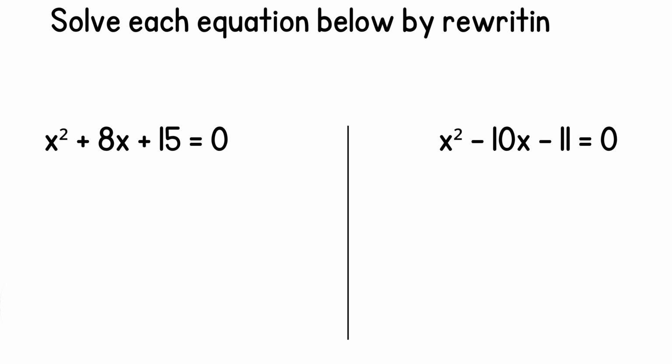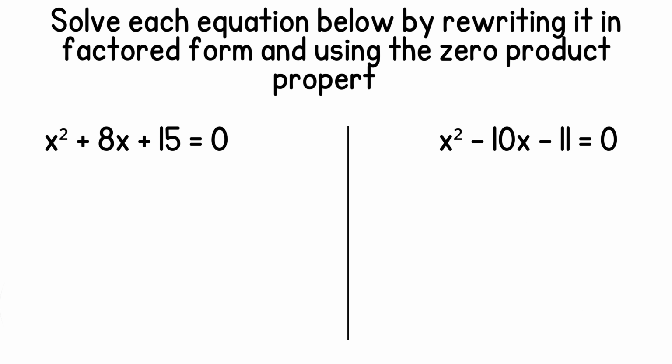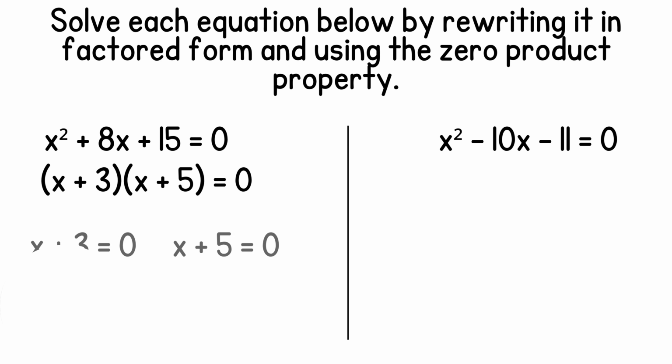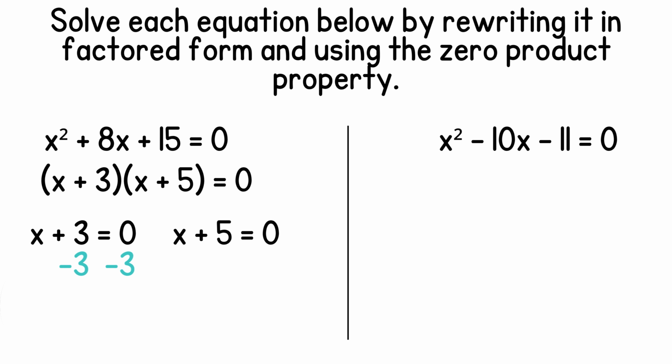In this example, we're going to solve each equation by rewriting it in factored form and then using the zero product property. So let's start with x squared plus 8x plus 15 equals 0. We'll start by listing the factors of 15, since we need two numbers that multiply to 15 but add to 8. We can see that the factors of 3 and 5 will add to the 8 that we need. So in factored form, we'll have x plus 3 times x plus 5 equals 0. Now we'll set each equation equal to 0 and solve. So we'll start by subtracting 3 from each side in our first equation, which gives us x is equal to negative 3. On the next equation, we'll subtract 5 from each side, which gives us x is equal to negative 5.